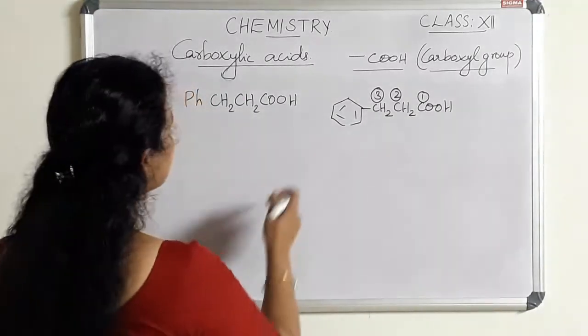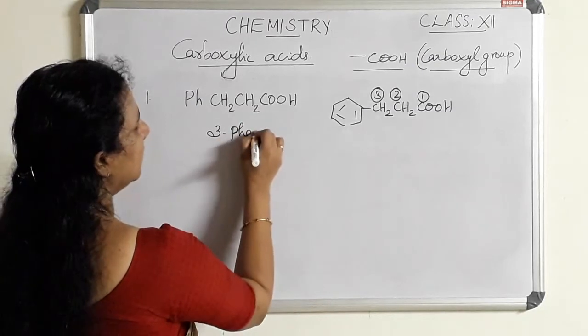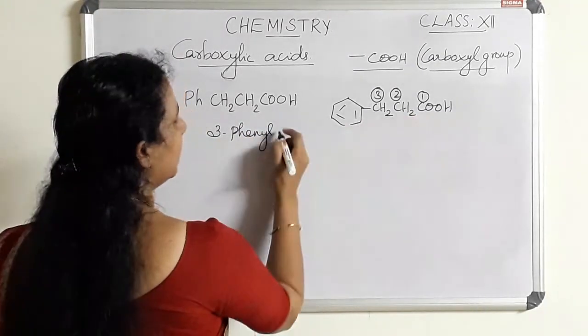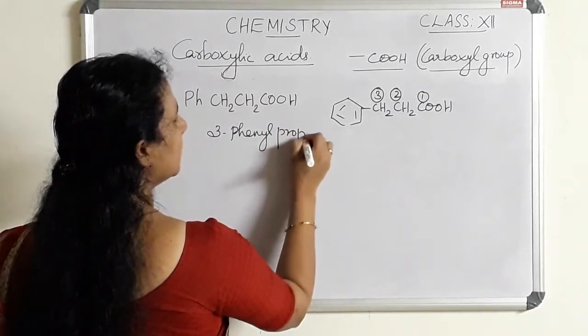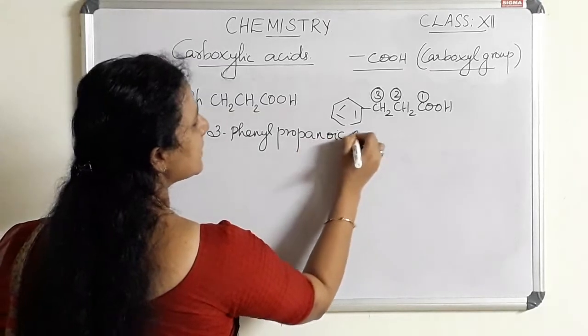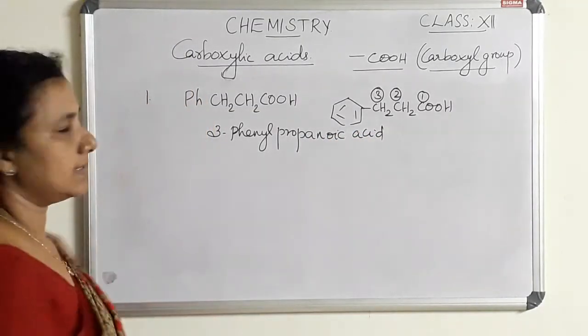So how to name this? It is 3-phenyl. How many carbon atoms? 3 carbon atoms. So it is propane, and the 'e' is replaced by 'oic acid'. It is 3-phenyl propanoic acid.